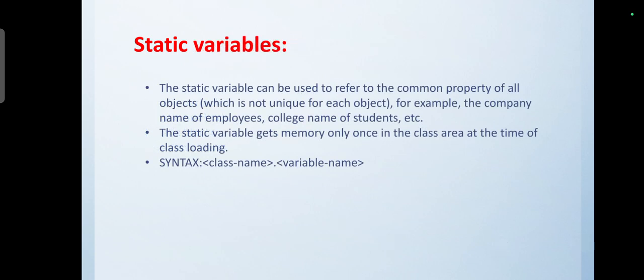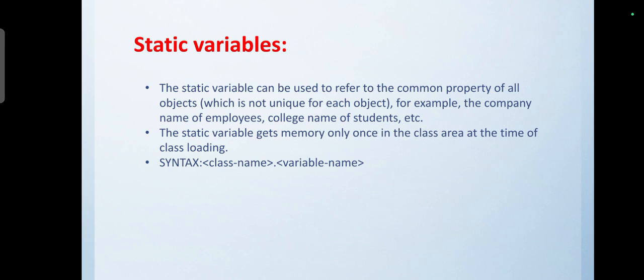First, we are going to see the static variables. Static variables can be used to refer to a common property of all objects, which is not unique for each object. For example, the company name of employees, the college name of students, etc. The static variable gets memory only once in the class area at the time of class loading. Instance variables are non-static and are part of an object, but static variables are a special type of variable that are not associated with an object; they are associated with the class. Static variables are also called class variables. A static variable can be accessed directly by the class name and doesn't need any object.